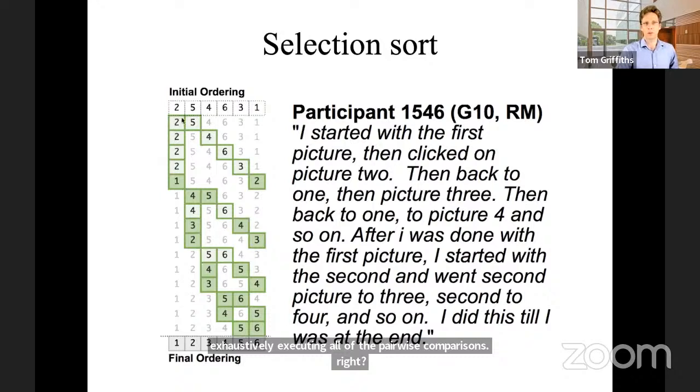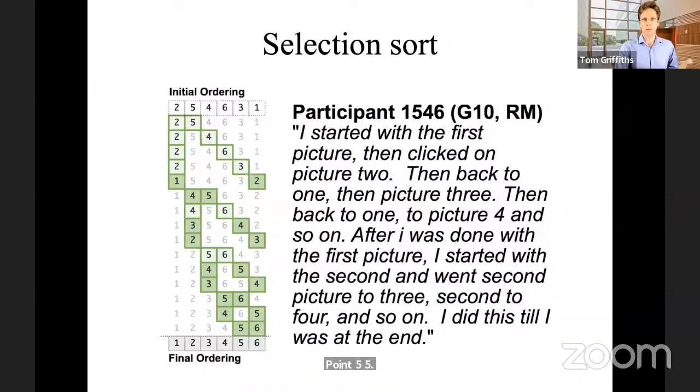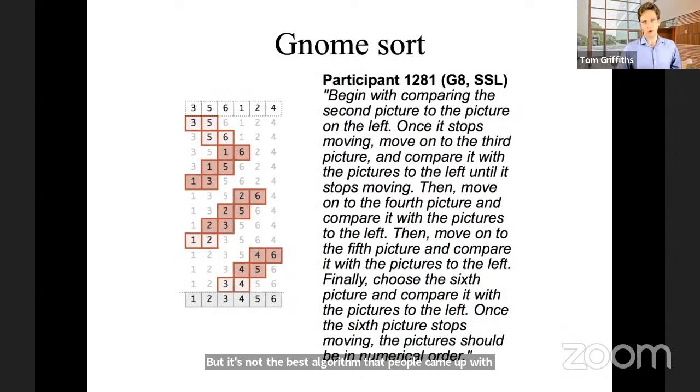You go through, you do all of the clicks of the first picture against all of the others. You then do all of the clicks of the second picture against all of the others, all of the clicks of the third picture against all the others, all the clicks of the fourth and fifth, and so on. And if you do that, it works okay. You get a score that's between 0.5 and 0.6, around 0.55. But it's not the best algorithm that people came up with. The best algorithm people came up with is something called gnome sort.